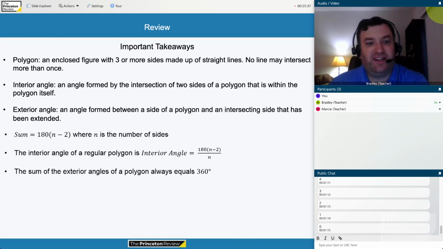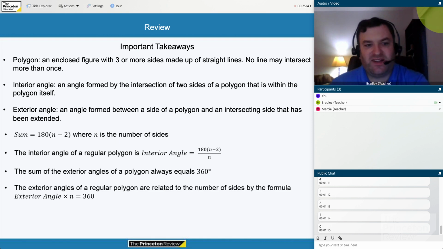So the sum of the exterior angles of a polygon always equals 360 degrees. And the exterior angles of a regular polygon are related to the number of sides by the formula exterior angle times n equals 360.